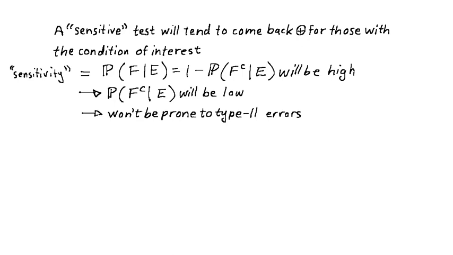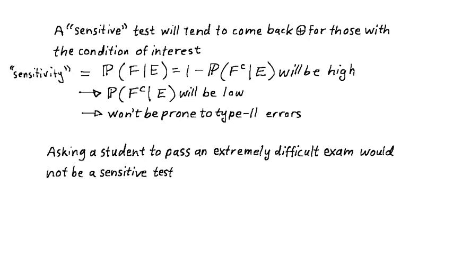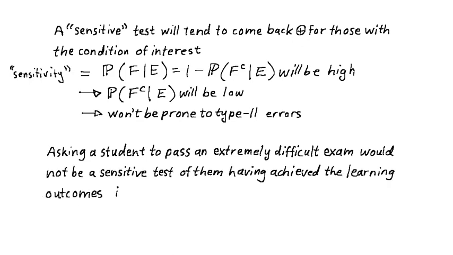Suppose for a moment that the condition of interest wasn't medical at all. Suppose the condition we wanted to test for is having met the learning outcomes of a math course. In this case, asking students to pass an extremely difficult examination would very likely be a test that lacks sensitivity. If the exam is too difficult, even those students who have achieved the learning outcomes will fail to test positive for the condition of interest.